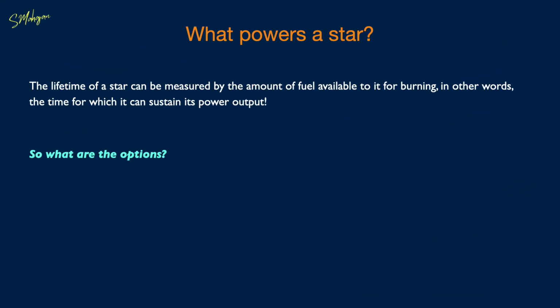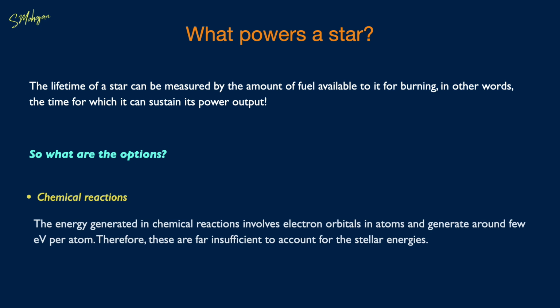The lifetime of a star can be measured by the amount of fuel available to it for burning. In other words, the time for which it can sustain its power output. So what are the different options for producing this energy in a star? Let's explore some of the common answers that come to mind. The first one is chemical energy.